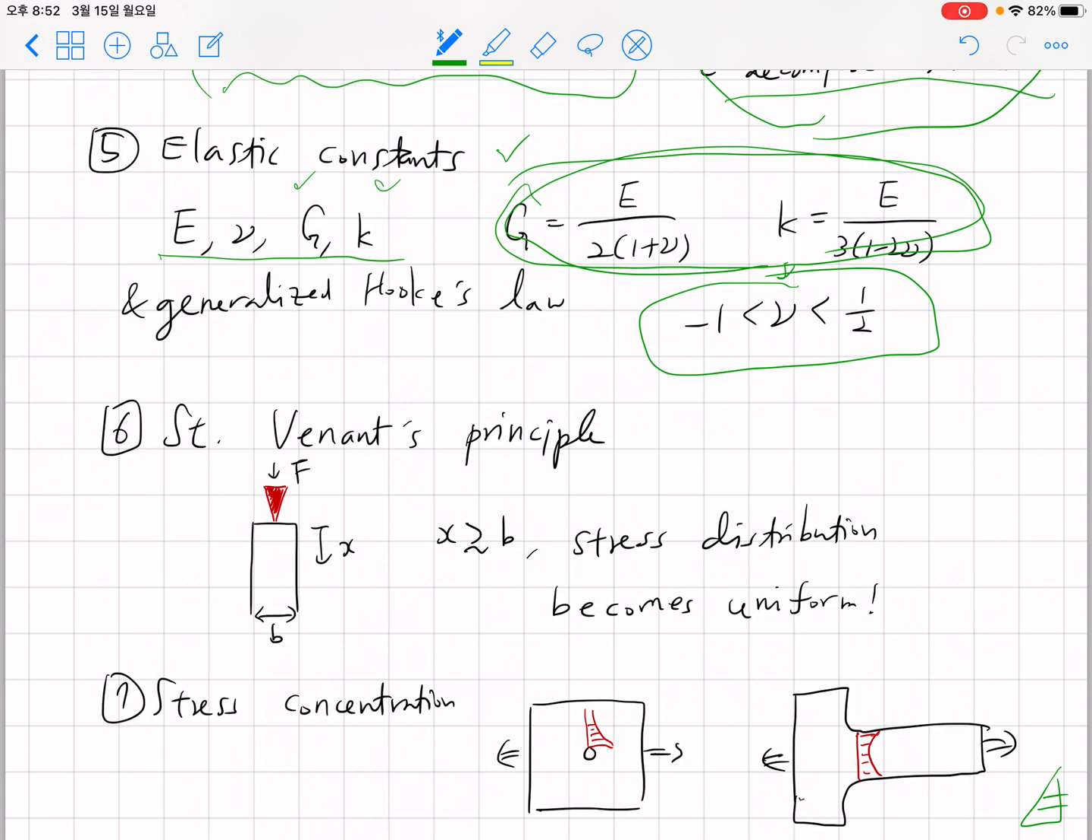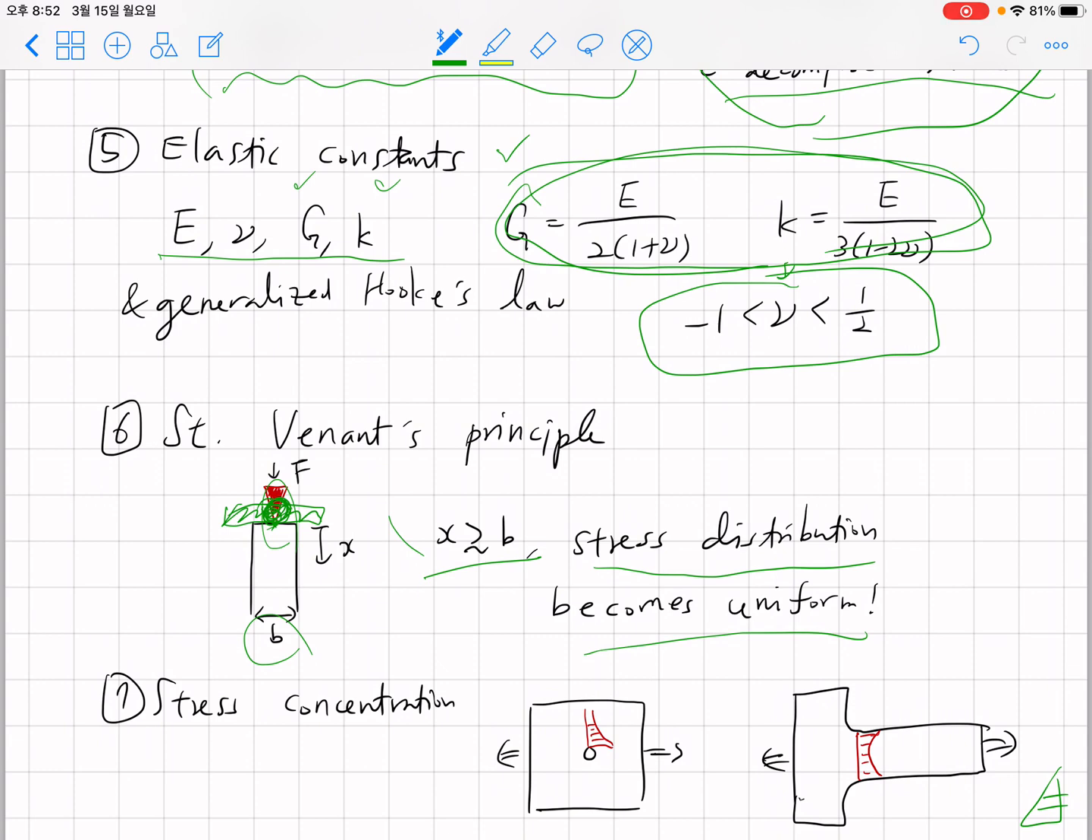as I told you, we can make a force on this little tip. We can make a force with a circular object, or we can make a force with this kind of plate. Okay, but whatever geometry you are using for making the force, in the end, when x is larger than the width b, then stress distribution becomes uniform, and we don't need to worry about how we exactly apply the force at the end.